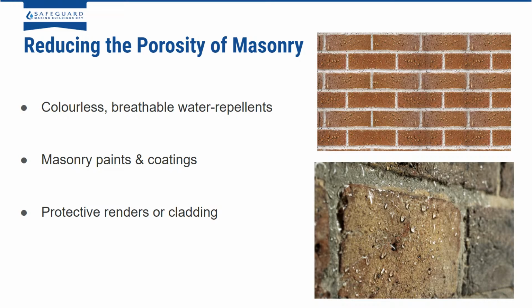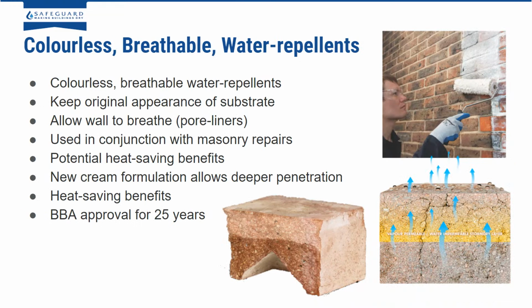So when you are looking to reduce the porosity of masonry, the most common treatment now is to use colourless breathable water repellents. You can also use masonry paints or coatings, and another measure is protective renders. So the first measure you can do is water repellent creams. So Storm Dry would be the most common one on the market, and effectively what these are is silane and siloxane based emulsion creams. And the idea is that they penetrate into the substrate while maintaining its original appearance, so they don't change the look of the wall.